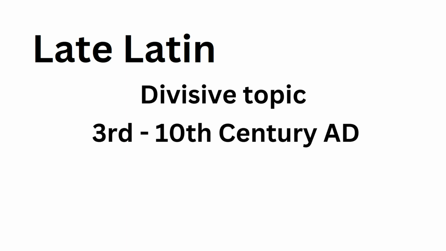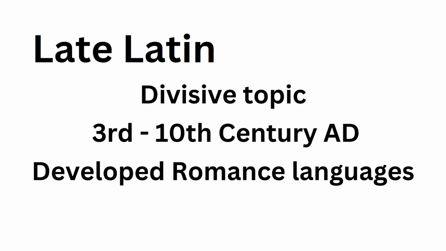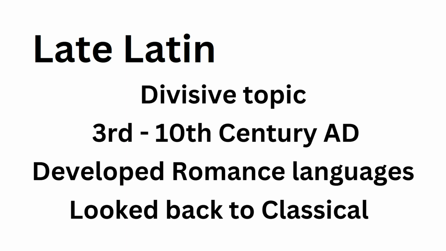And so this is the language that actually developed into Romance languages. So Italian, French, Spanish, Portuguese, Romanian. These are the languages that are developing from late Latin in this period. It very much looked back to Classical Latin but was developing into new languages. So in the different geographical areas, it was changing in different ways. There was no longer the cohesion of the empire to keep these languages as one. They had fractured into the different Romance languages.